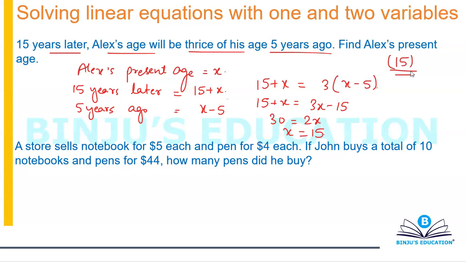Alright, let's read this one. A store sells notebooks for $5 each and a pen for $4 each. If John buys a total of 10 notebooks and pens for $44, how many pens did he buy? Alright, fair enough, no problem. So I can consider the number of notebooks that he purchased to be n, and the number of pens that he purchased is equal to p.